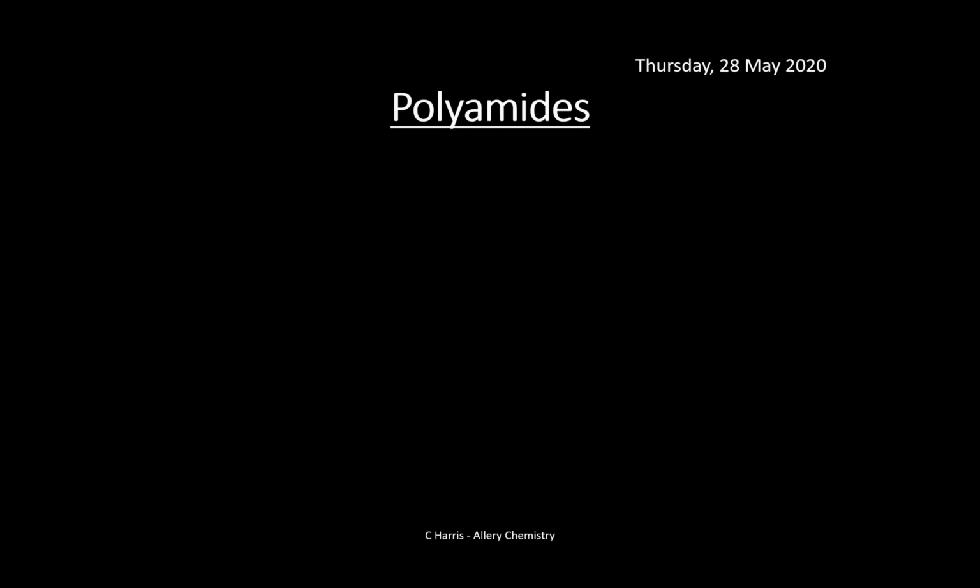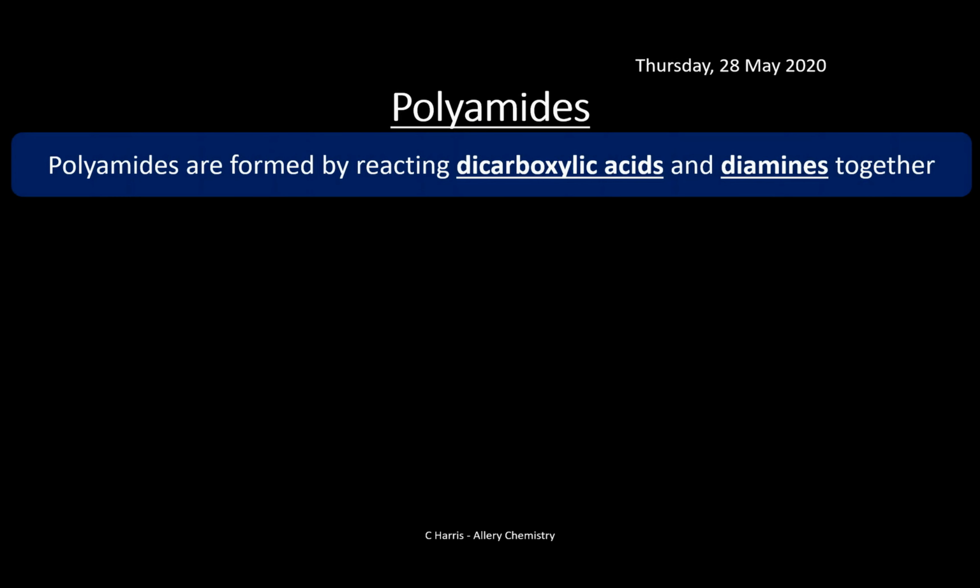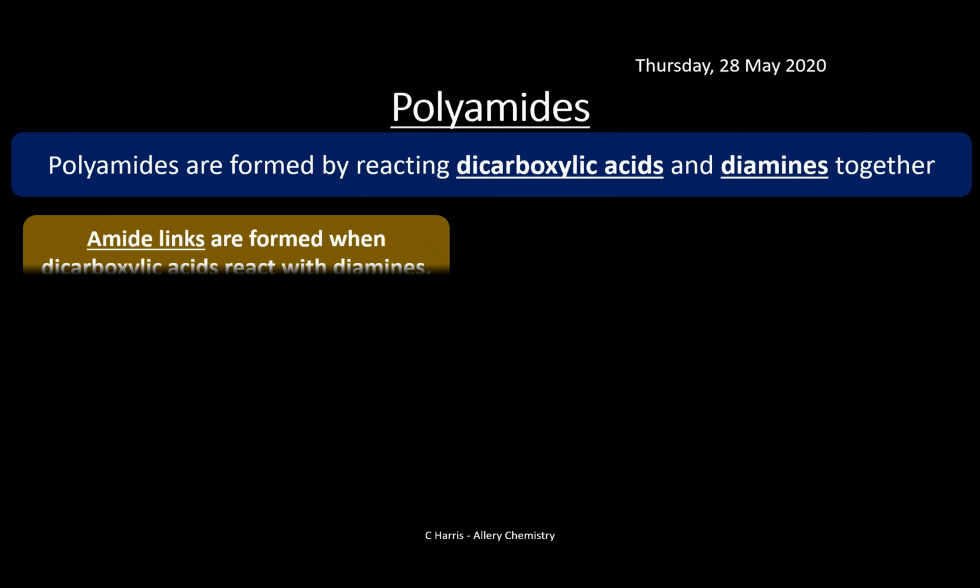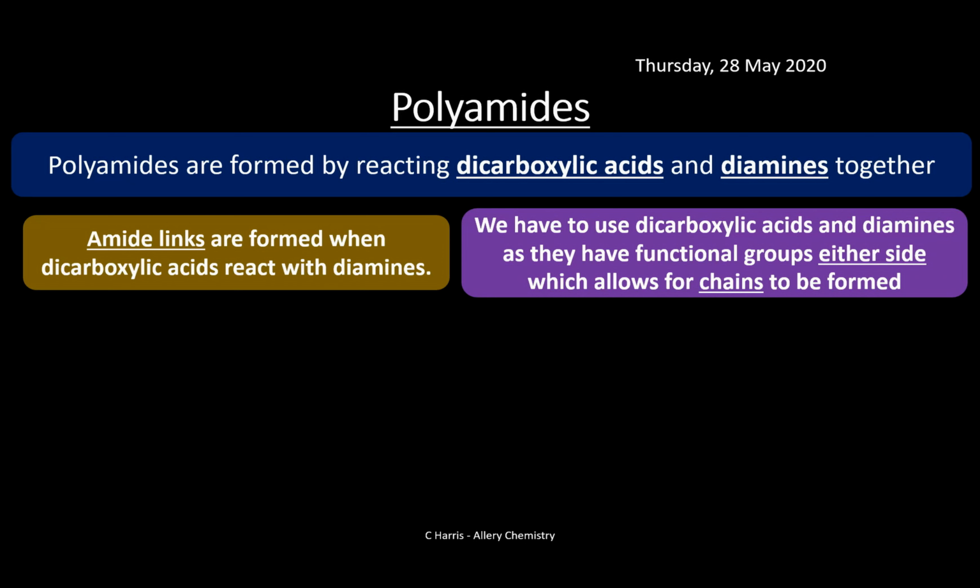Okay, and you're going to see some examples here. So let's have a look at polyamides first. Okay, so polyamides are actually formed by reacting dicarboxylic acids and diamines together. This is no different to how you would normally form an amide. So an amide is normally where you take a carboxylic acid and an amine together and you form an amide. Okay, so this one is a polyamide, so we need two of each functional group either side. So amide links are formed when these react, and so we have to use dicarboxylic acid and diamines. They've got these functional groups either side because that allows us to form long polymer chains. If we didn't have these two functional groups either side, we wouldn't be forming long polymer chains.